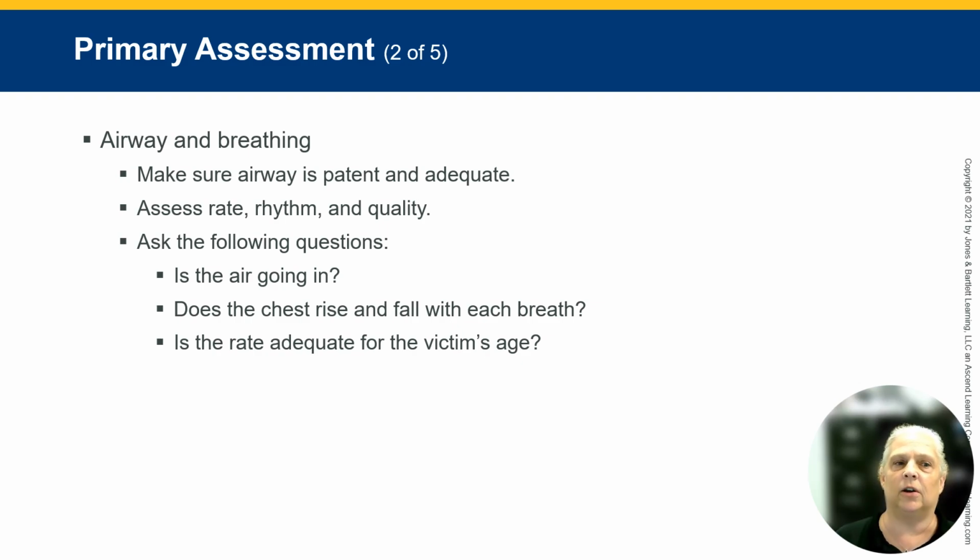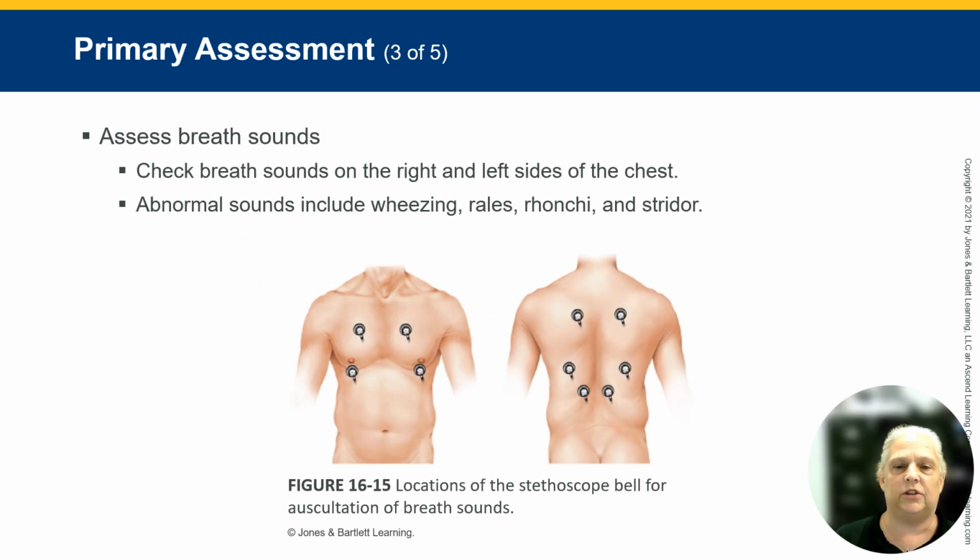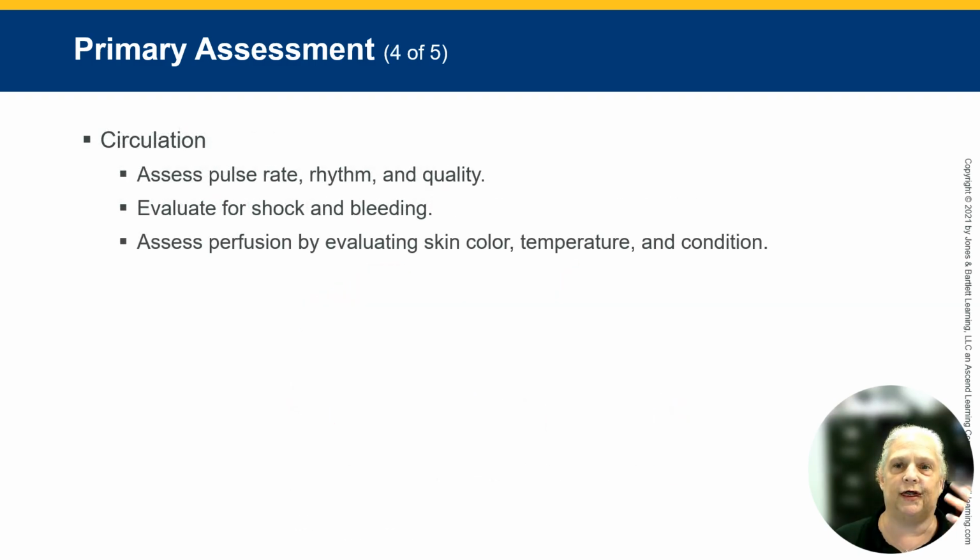When we're checking our lung sounds, we should do it the same way every time. You're going to check on the right and the left sides, in the front and in the back. Figure 16-5 shows the location of the auscultation for breath sounds. You're listening for normal breathing. You're listening for normal sounds. Abnormal sounds would include your wheezing, your rales, rhonchi, stridor. Normal breathing is actually quiet.